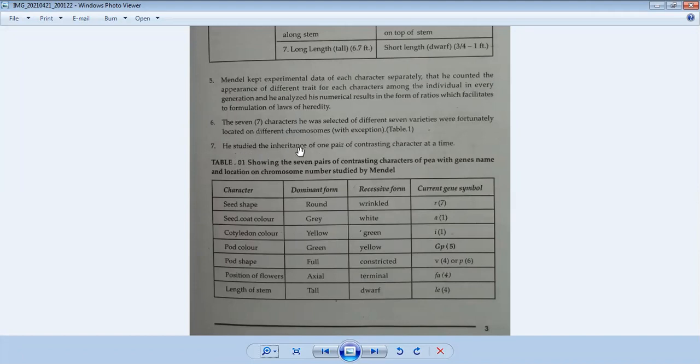He studied the inheritance of one pair of contrasting character at a time. मतलब एक सिंगल टाइम पे उन्होंने एक सिंगल कैरेक्टर्स को ही कंसिडर किया था. ठीक है, अगर सीड शेप लिया है तो सीड शेप ही के बारे में उन्होंने क्रॉस परफॉर्म करके देखा. मतलब उसमें 2 कॉन्ट्रास्टिंग वेराइटीज ली. That is one of the seed having a round shape and one of the seed having a wrinkled shape. So he studied the inheritance of one pair of contrasting character at a time. मतलब सिंगल टाइम पे एक ही कैरेक्टर लिया था उन्होंने.